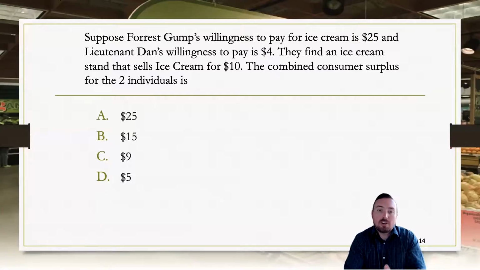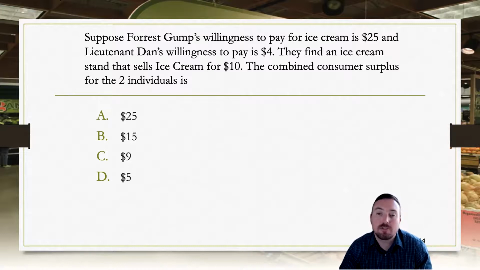So a couple questions here. And when we go over these questions in these videos, feel free to pause the video and try to get the answer and then come back and see if you get the right answer. So suppose Forrest Gump's willingness to pay for ice cream is $25 and Lieutenant Dan's willingness to pay is $4. They find an ice cream stand that sells ice cream for $10. The combined consumer surplus for the two individuals is what?